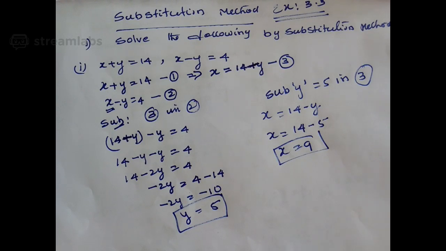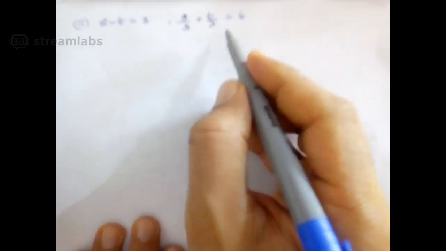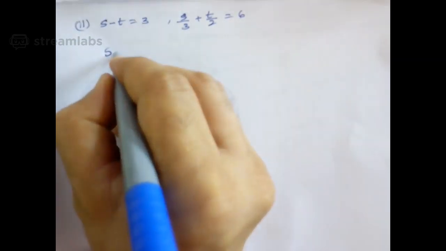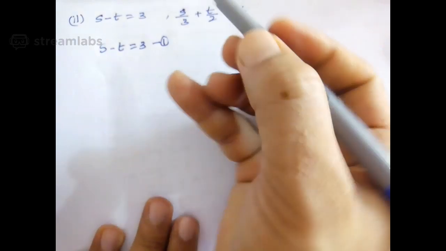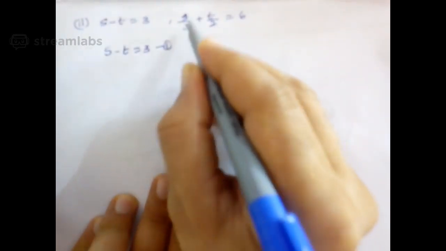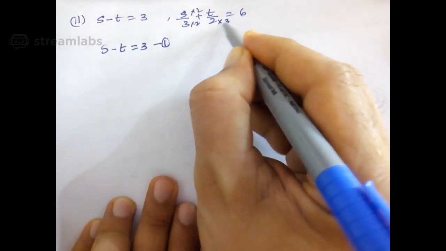Okay. The second one, you have to solve by the substitution method. That is s minus t is equal to 3. Call this equation number 1. The other equation you have to simplify by taking the LCM.